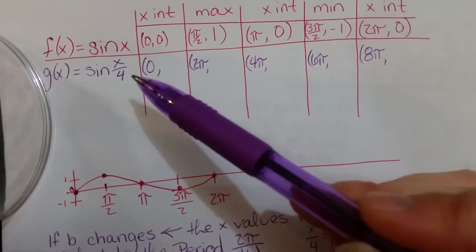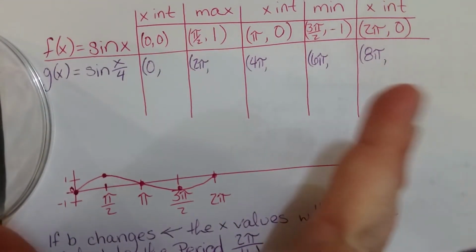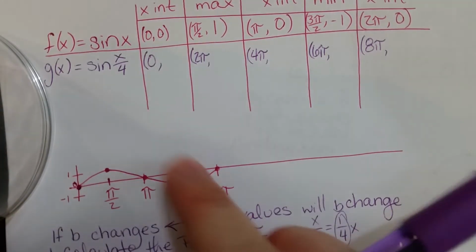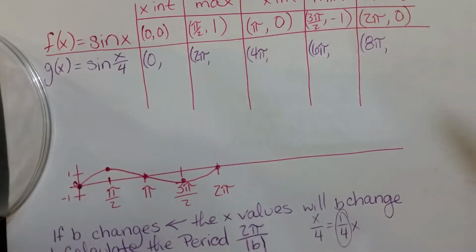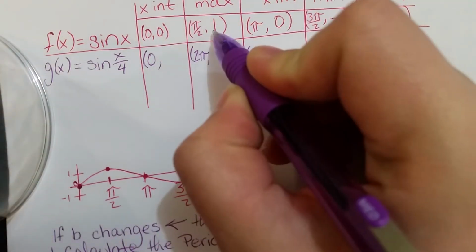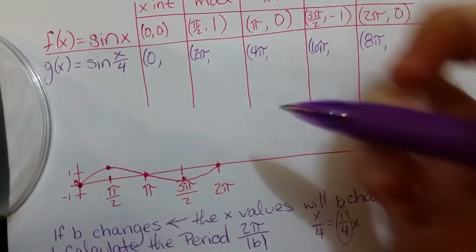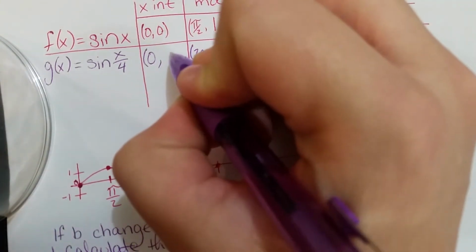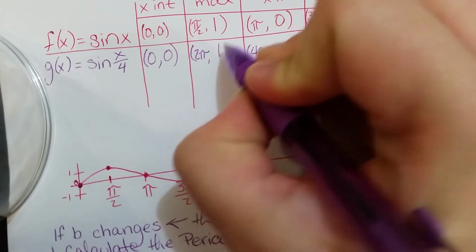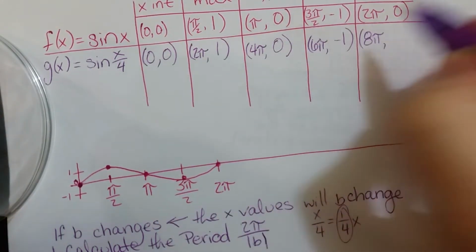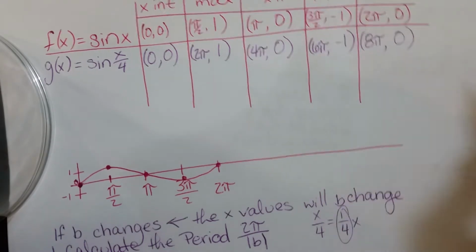So when b changes, it only horizontally compresses or stretches your graph. It won't change the max and min. It won't change the y values at all. So all of these y values, you'll still put them into the table. So this is 0, this will be 0. This is 1, this will be 1. This is 0, this will be 0. This is -1, this is 0.